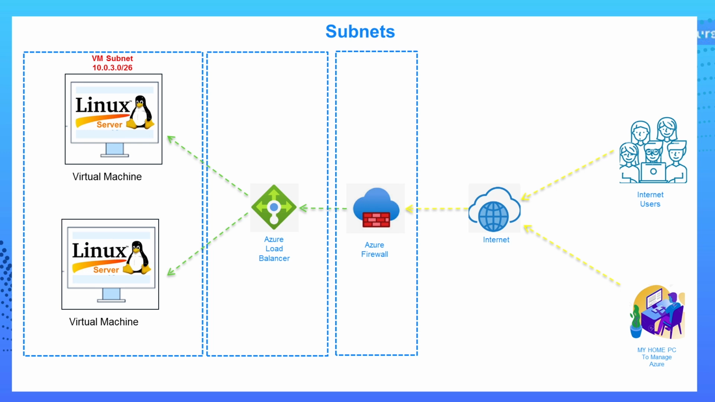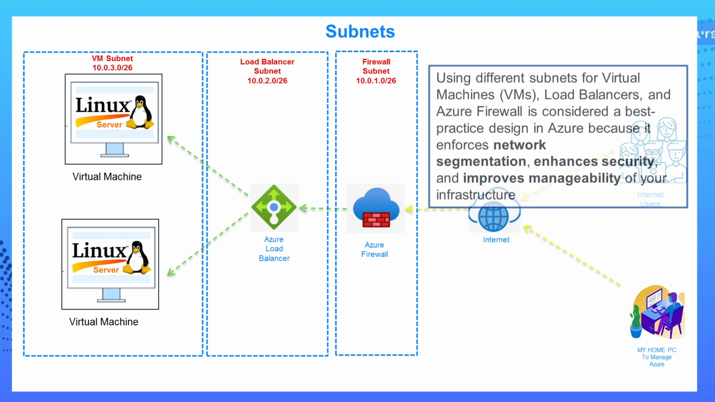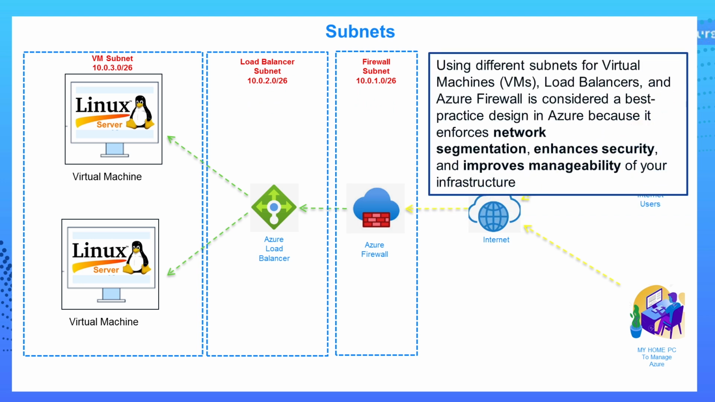Regarding the subnets, I will create a dedicated subnet for each device. Using segregated subnets for the virtual machines, the load balancer, and the firewall is a best practice in Azure design. This enforces network segmentation, enhances security, and improves the overall manageability of the infrastructure.